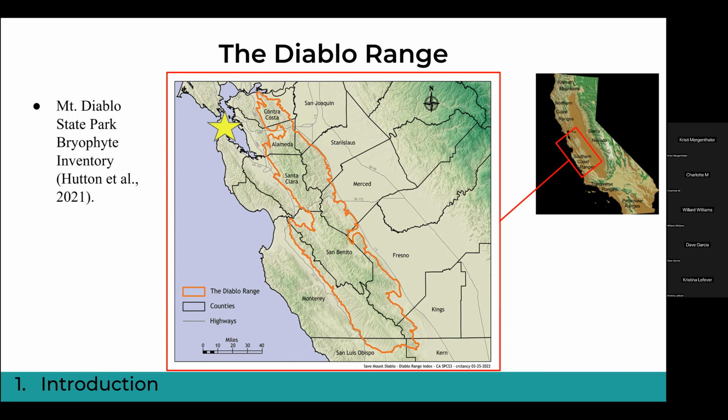The Diablo Range is technically considered an interior coastal range because along these ranges we have an exterior range, like the Santa Cruz Mountains and Big Sur, and we have this range separated by a valley known as the Diablo Range, an interior coast range. And this range itself is actually really understudied for bryophytes compared to the Santa Cruz Mountains and Big Sur and the wetter, more mesic areas.